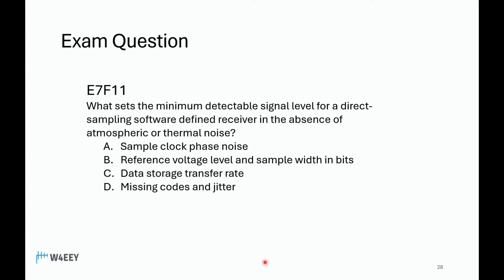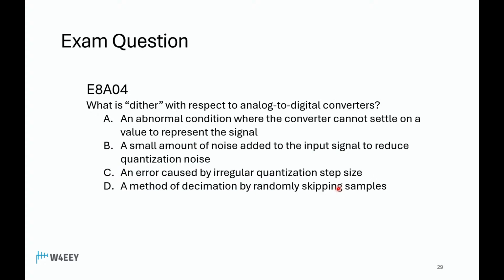What sets the minimum detectable signal level for a direct sampling software defined receiver in the absence of atmospheric or thermal noise? Adding dither. Baker. It is Baker. Reference voltage level, which is the maximum you expect to be coming in, and the sample width in bits, which is hopefully the maximum sensitivity of the receiver. Correct. What is dither with respect to analog to digital converters?